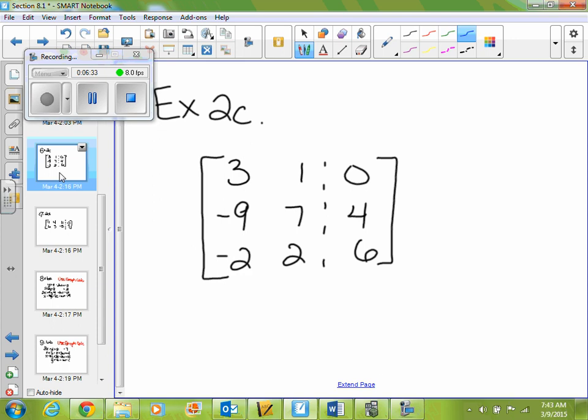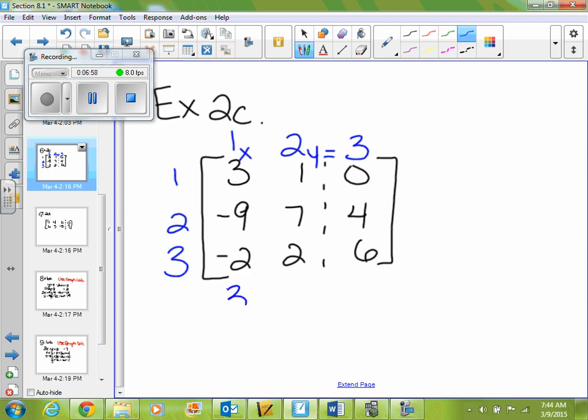Okay, so if I look at this augmented matrix, I know that I'm going to have 3 equations, and they're going to have 2 variables. My third column is where my answer is. So this is going to be my x column, this is going to be my y column, and then I'm going to have an equals column.